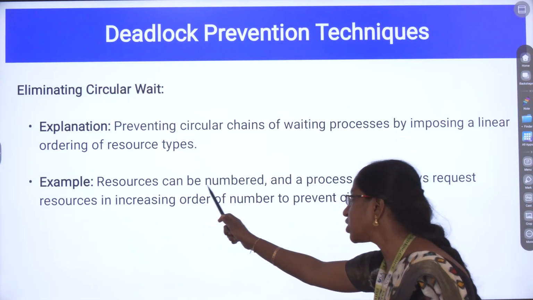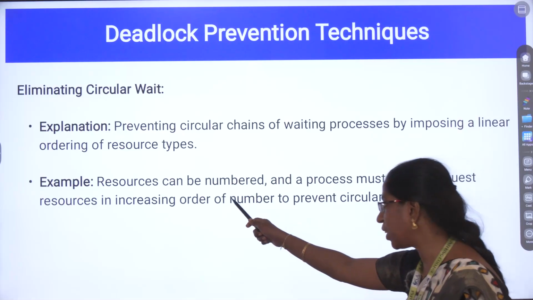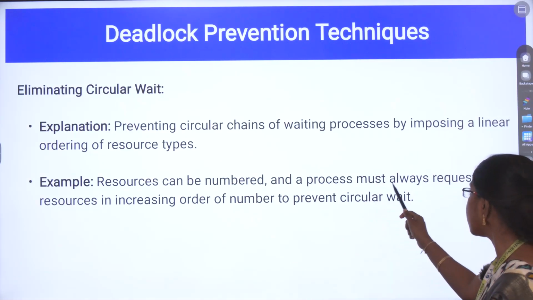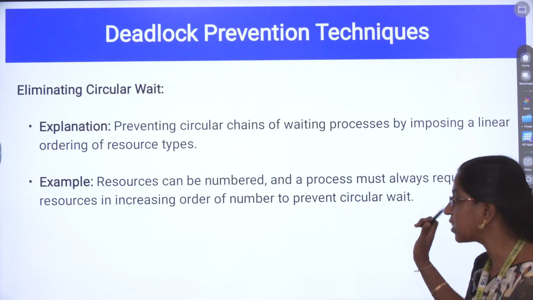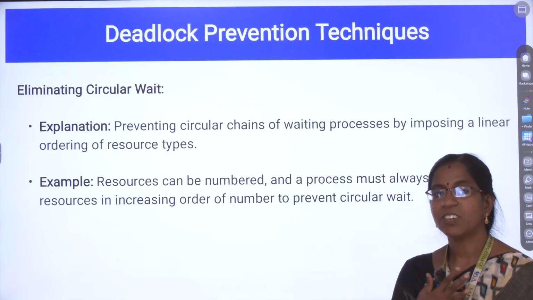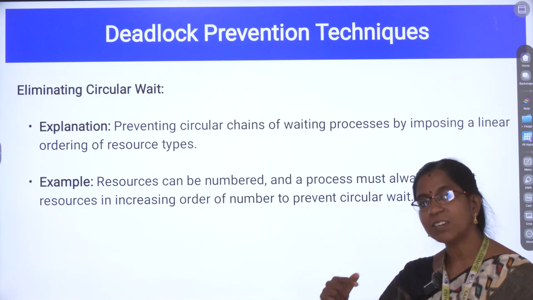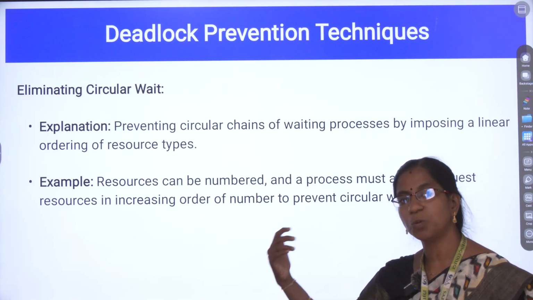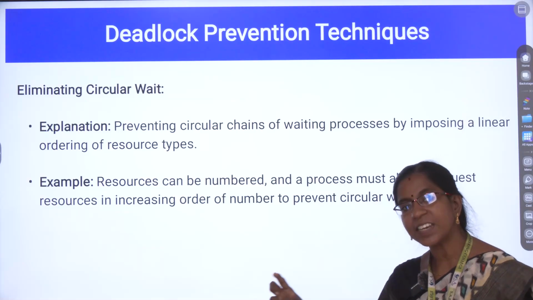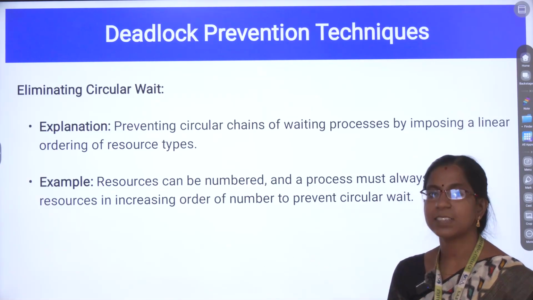Example, resources can be numbered R1, R2, R3, and a process must always request resources in increasing order. First process P1 wants to use resource R1, then it moves to R2, then it moves to R3. So this is the linear order of requesting resources, and the process can access it.